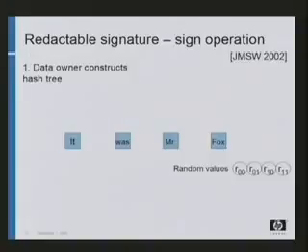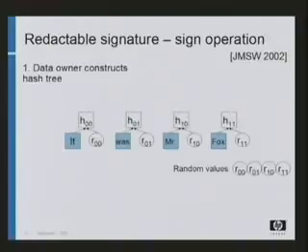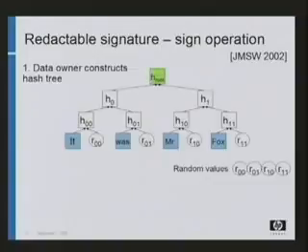Now, we want to construct a Merkle hash tree. The data owner constructs a Merkle hash tree based on the document, and then eventually signs the root hash, which will be used as a proof for the user to verify the integrity later on. The data owner uses random values when computing the Merkle hash tree. So for each component of the document, a random value is introduced, and they are hashed together with the text, and a Merkle hash tree is constructed from the bottom up.